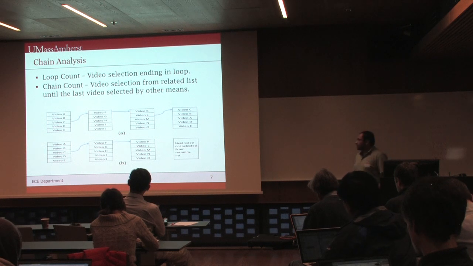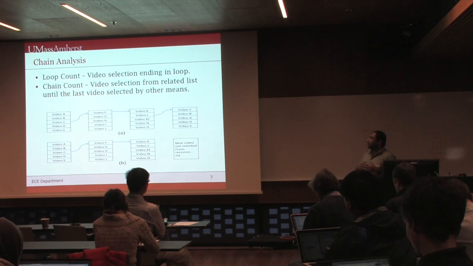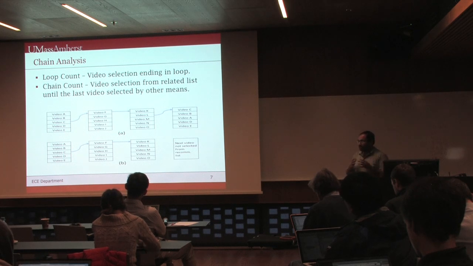Figure B is a chain count, where you select from the related list until you get bored or don't find your content and select from other means, say a search. In figure B, the chain count is also 2, because you click on the related list twice before requesting another video by search. We do this analysis to understand user related list patterns. The chain count can tell us if people spend more time on the related list, and how big a chain they create. The loop count tells us if people find a loop by selecting from the top of the related list, or if loops increase as you move towards the bottom of the related list. That's the analysis we have done, and I'll present the results.